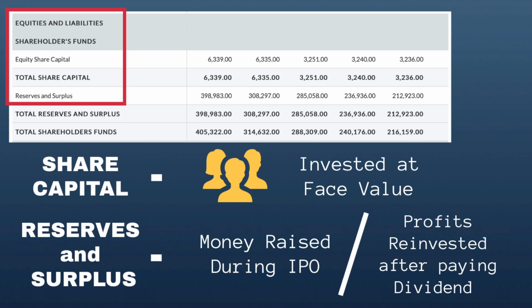So, reserves and surplus is the money the company has set aside for future needs. For example, if the company is in the IPO stage, they don't sell the shares at the face value. During an IPO, there's always a premium charge. So, for example, Reliance's face value is 10 rupees, but during the IPO, it might sell at 100 rupees. So, the balance amount is added to the reserves and surplus section.